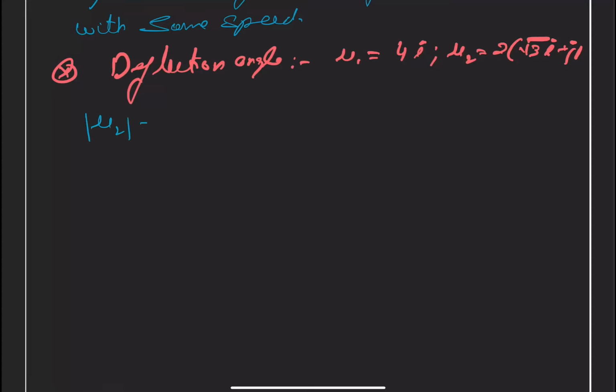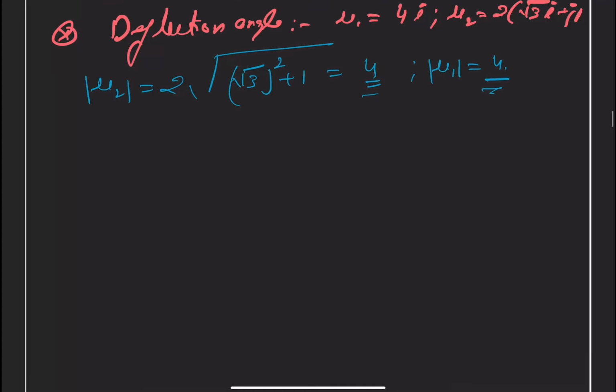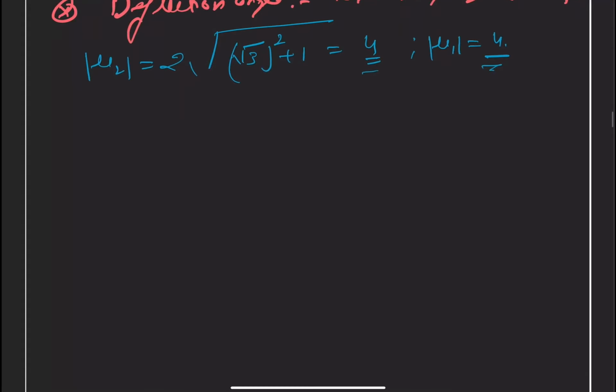So we can say U2 will be equal to 2 times square root of (square root of 3) squared plus 1, and this comes as 4, and our U1 is also 4. So from here we can see that our initial velocity is equal to final velocity, because the magnetic field does no work, so the speed has to be the same. Magnitude has to be the same, only the direction is going to change. So therefore now we can find out the angle.